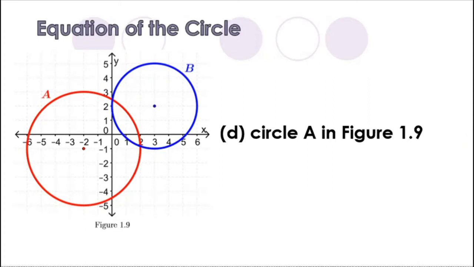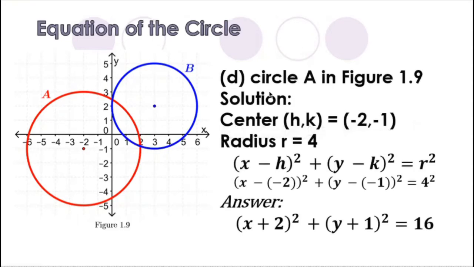Pero pwede nating kuhanin ang coordinates ng center ng circle A since nakalocate naman siya sa Cartesian plane. So ang gagawin na natin ay tingnan natin yung coordinates ng point which is the center of the circle A. So mapapansin mo dito, ito yung center ng circle. Okay, so pag kinuha natin yung coordinates, ito, maunang x-axis and that is -2 at ang y-axis -1 kasi nasa third quadrant.